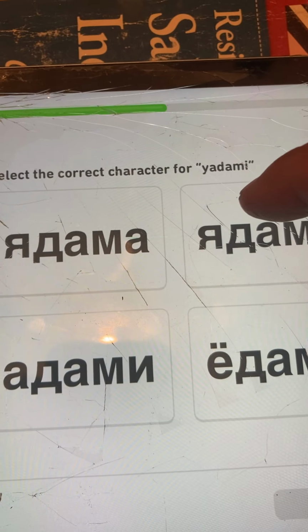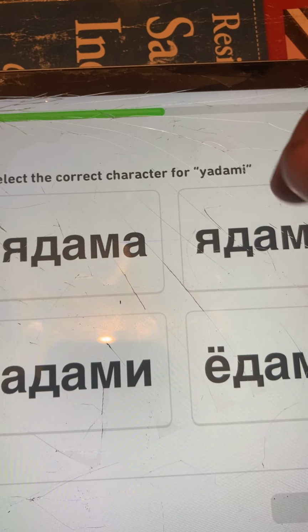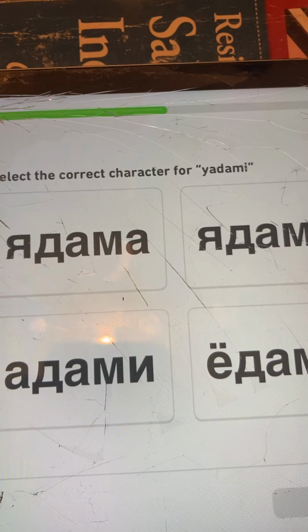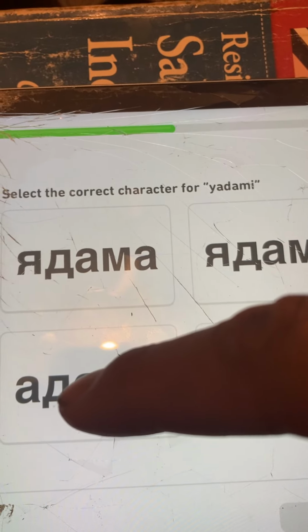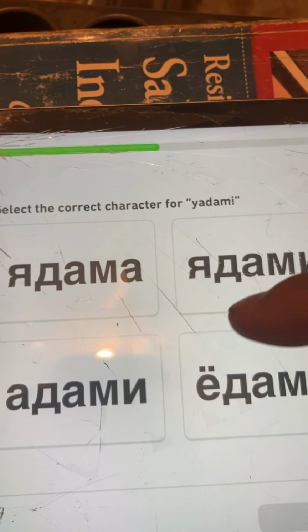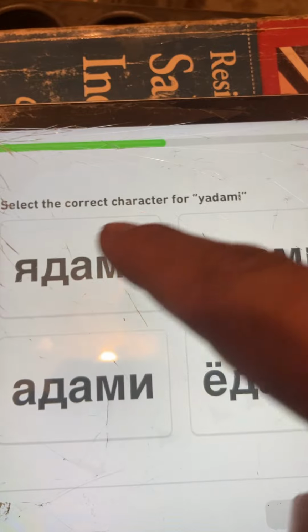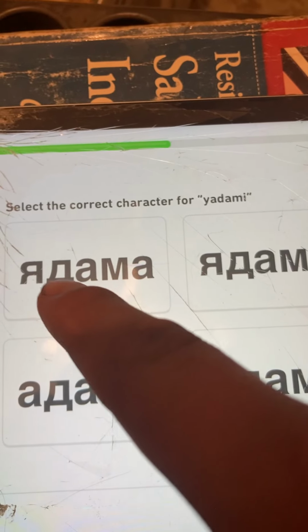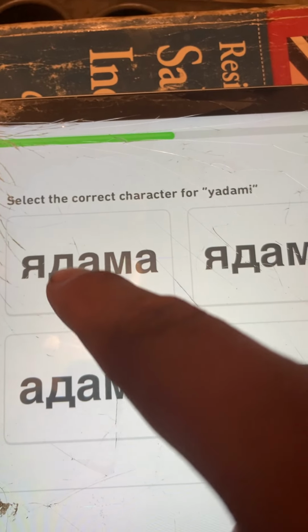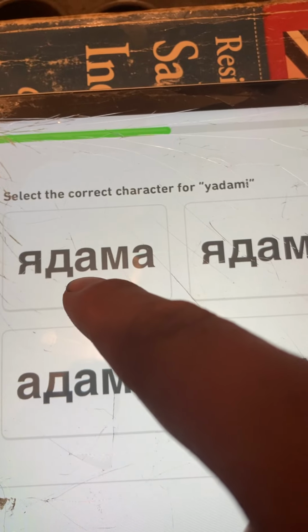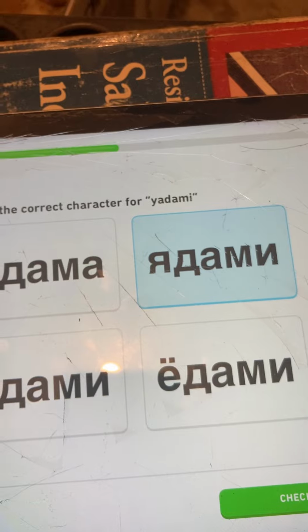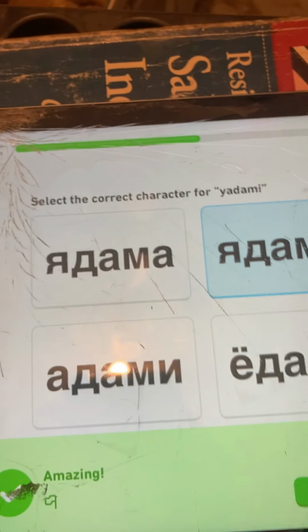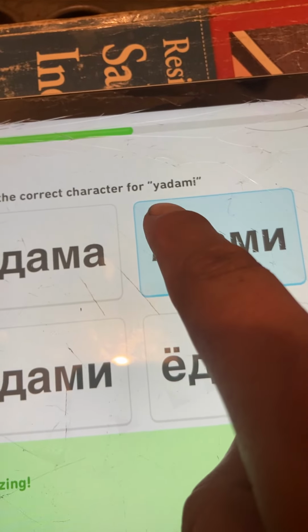Yadami. It's not this one because that's yo. It's not this one because that's A is an A. It's got to be between these two. So the backwards R is ya. This is a D. I call it the car symbol. That's a D. That's an A. That's an M. It's this one. Yadami. Boom! Amazing. The backwards R is a Y.